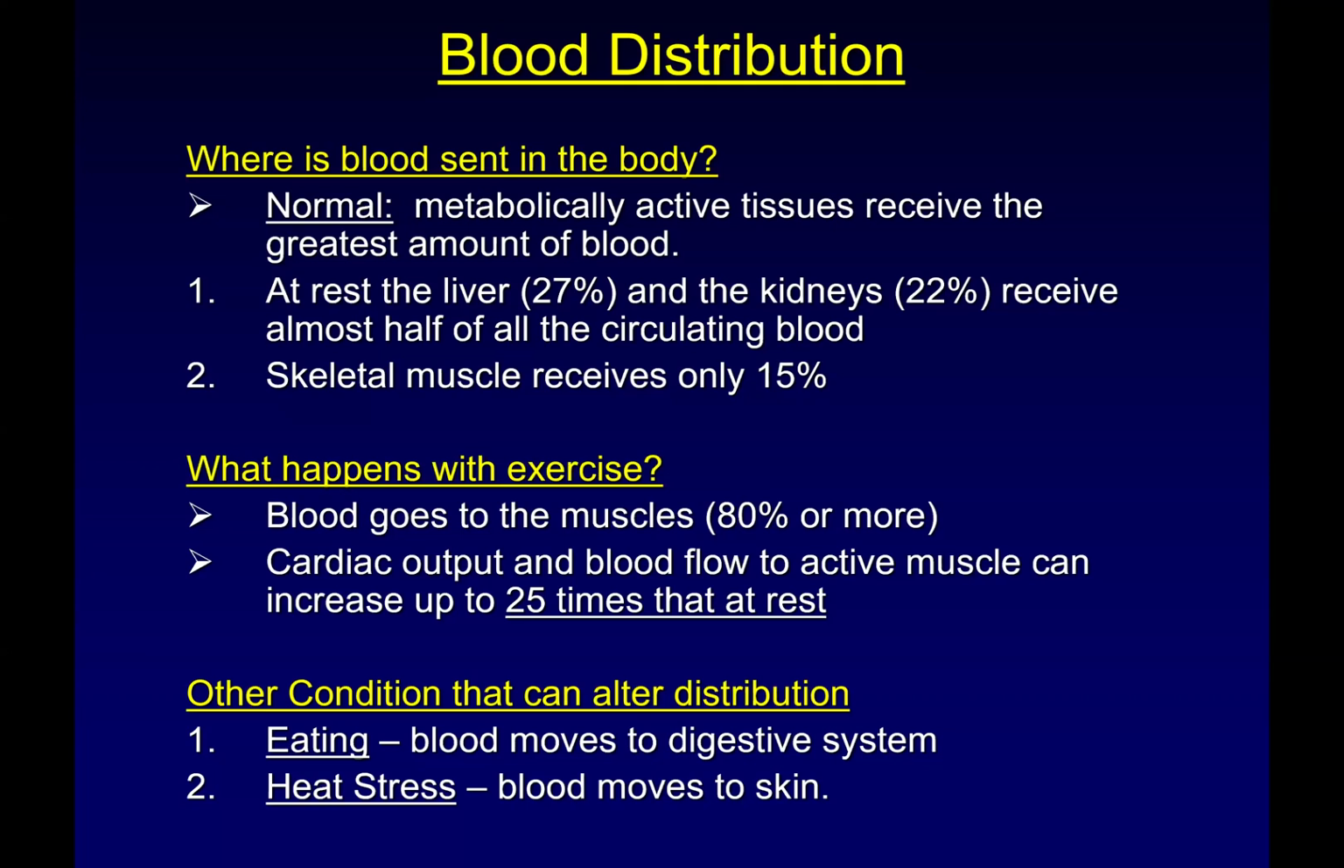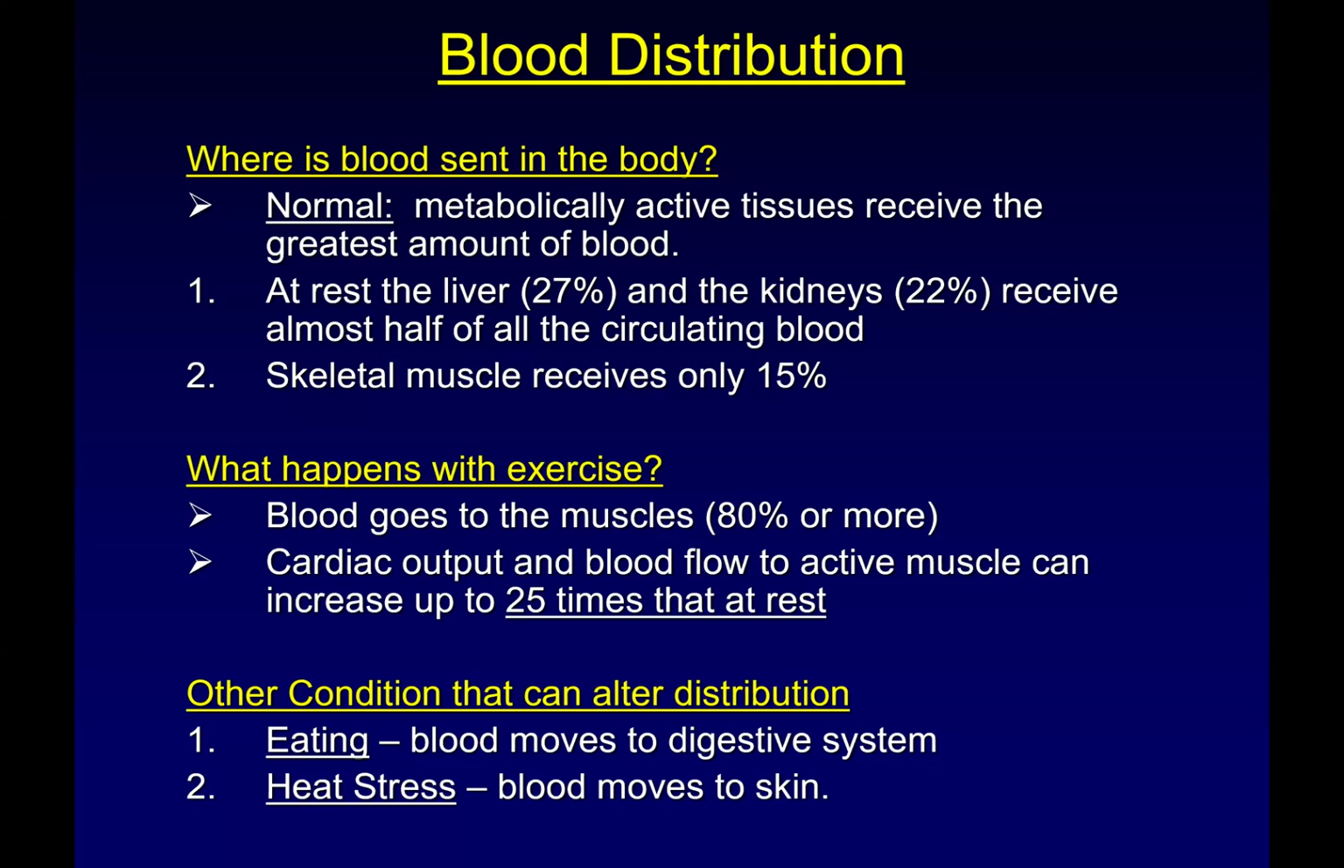We send about 80% or more of all the blood in your body to the actively contracting skeletal muscle. In addition to that, we increase cardiac output so much that the combination of those two things means that muscles can see about 25 times the amount of blood during exercise as they do during rest. So it's this dramatic increase.